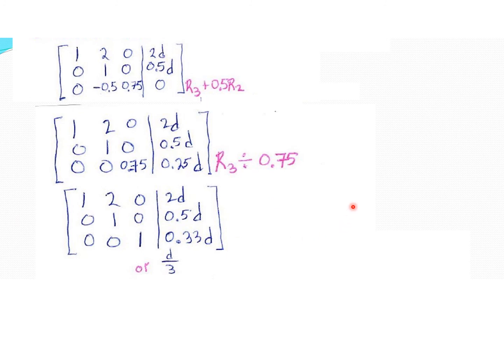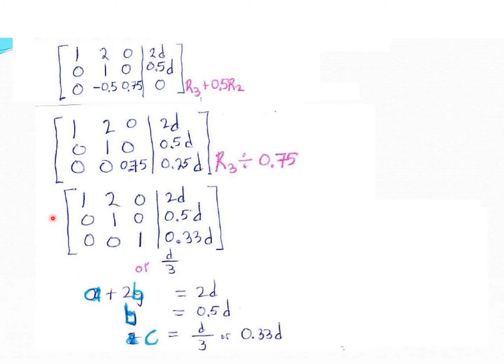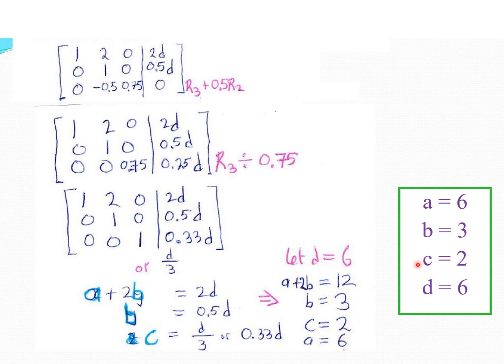And now we can extract out our equations a, b, c, and in terms of d. So the equations look like a plus 2b is 2d, b is equal to 0.5d, c is equal to d over 3, or 0.33d. So at this situation now, what have we got? We have d some number on the left hand side, and we can actually let d equal any number we like. Now you might find this a little bit hard to understand.